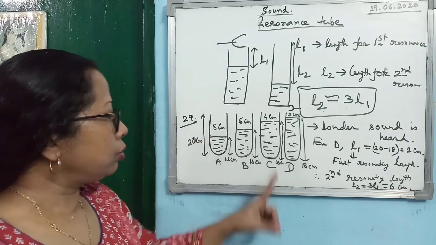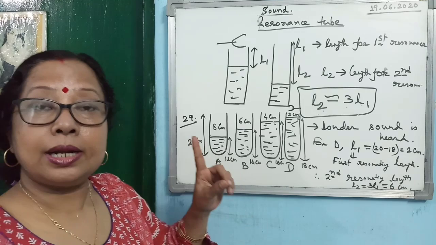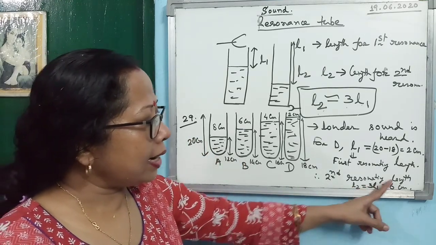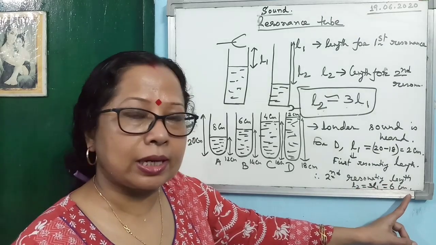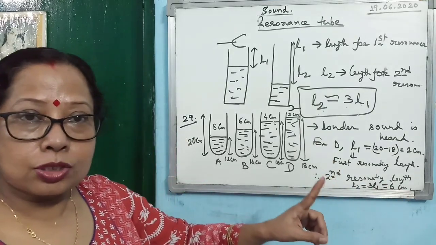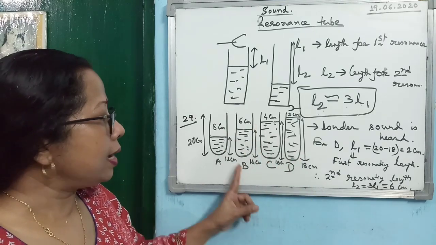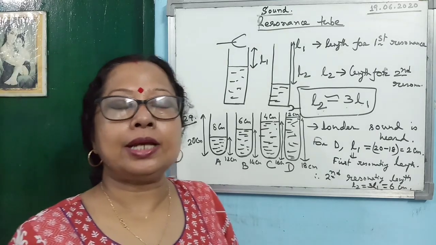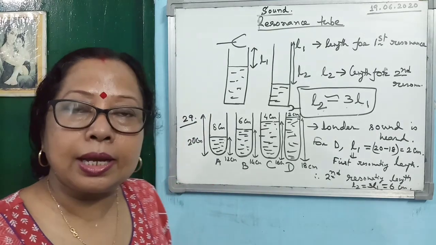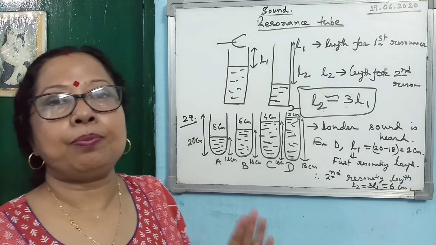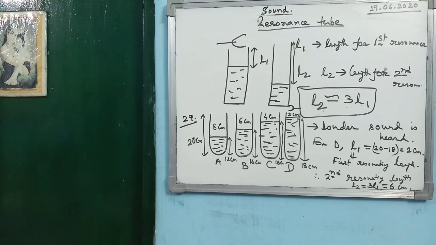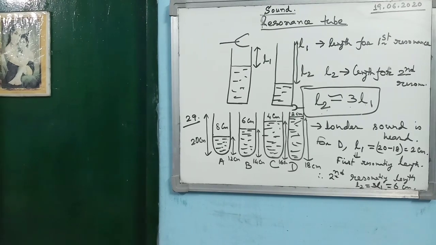I repeat, how to write? For B, resonance will take place, as second resonating length L2 is 3L1, 6 centimeter. Clear? So the term resonance should be there for B. Then for A and C, what you will write? For A and C, forced vibration will take place. No resonance, no louder sound will be produced. Alright. So this is also another very important question for your board exam, so everyone should learn and prepare it.